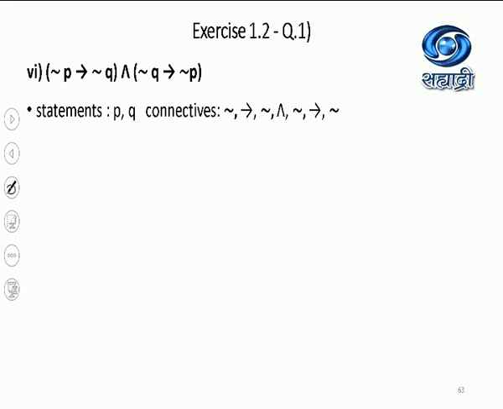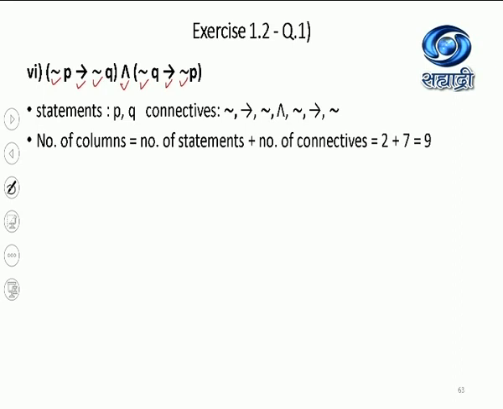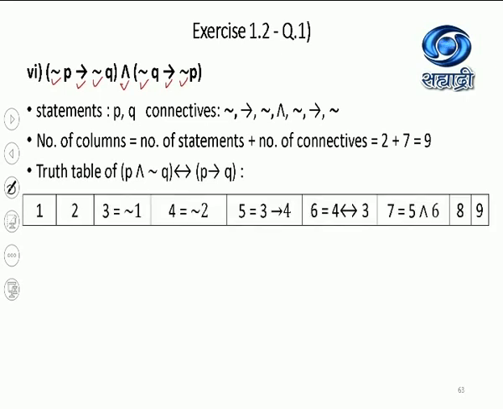For your reference, I'll just mark them once again for you. Negation, implication, negation, conjunction, negation, implication. So in total, we have two statements P, Q and 7 connectives. That means our truth table for the given statement pattern will have 9 columns. So this is the concluding part. The truth table's 9 columns will look like this.